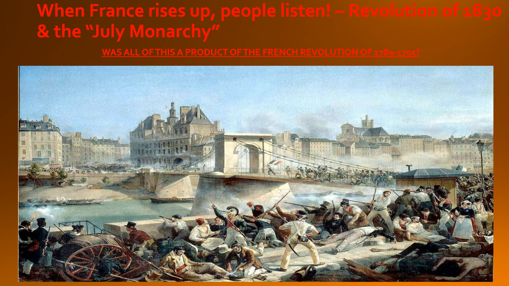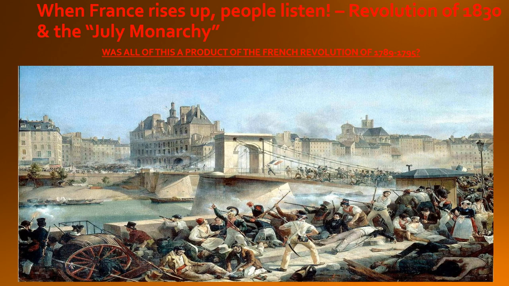So when France rises up, people listen. The revolution of 1830, right, in France, kind of the starting point for revolution across Europe. And the result of that revolution was what's known as the July Monarchy. Why the July Monarchy? Because sort of the culminating events happened in July of 1830, which are pictured here in this portrait of the violence across the Seine River and one of the bridges, I forget which one that is.